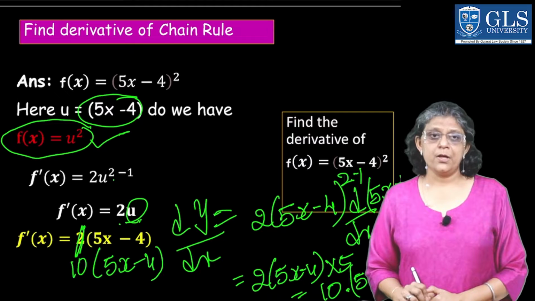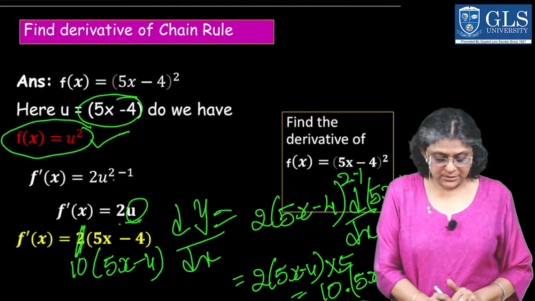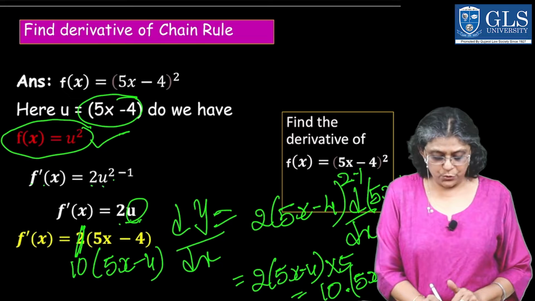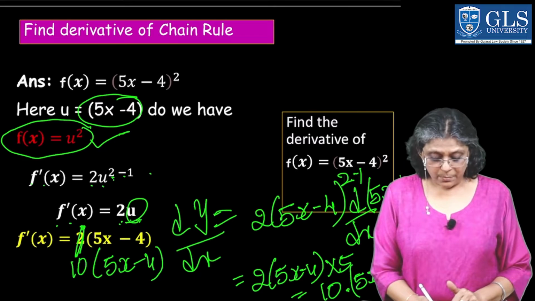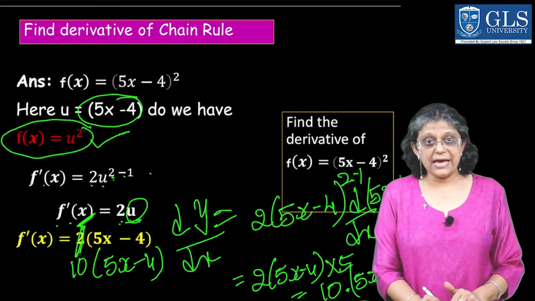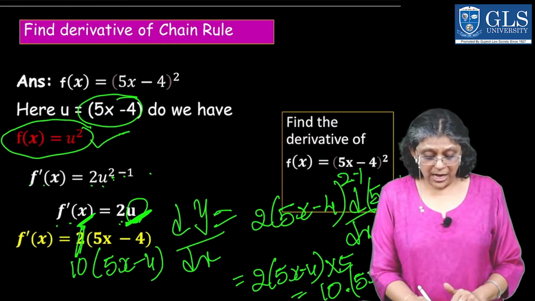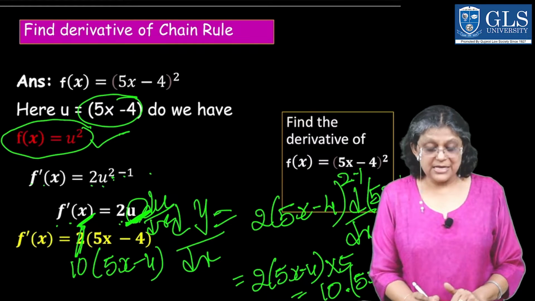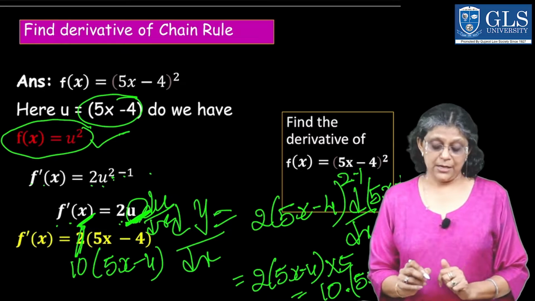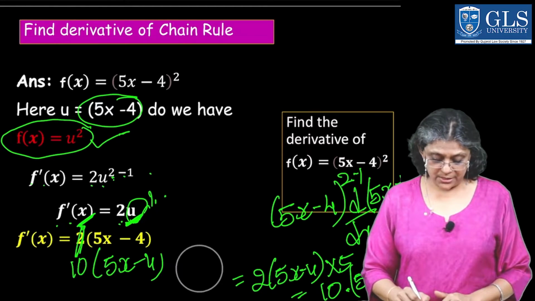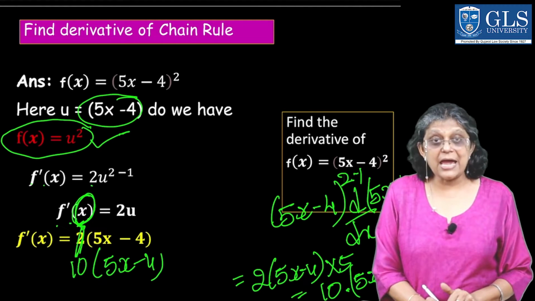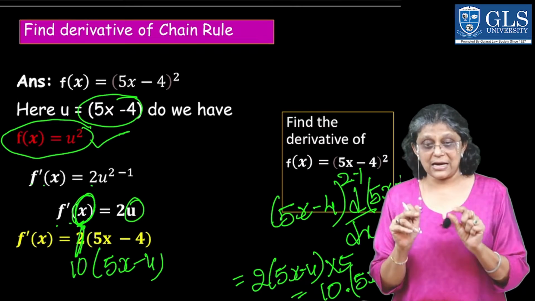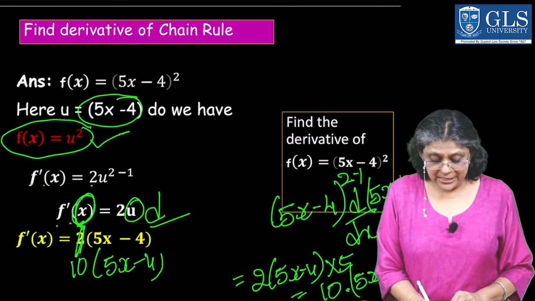Clear? All of you? Now the formula for this was f'(x) is equal to 2 into u raised to 2 minus 1, so f'(x) is equal to 2 into u. But with this, this is x and this is u, so you have to write du by dx along with it. Are you clear or not? So please pay attention here. When you have it like this, this is x, this is u, the variables are not the same. So what will you write? d by dx of, what was u?